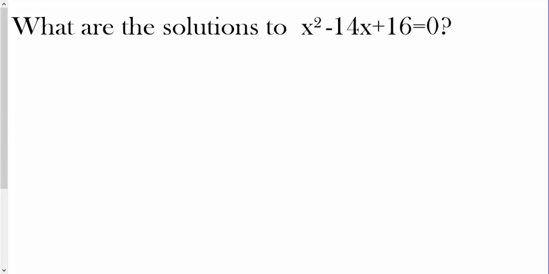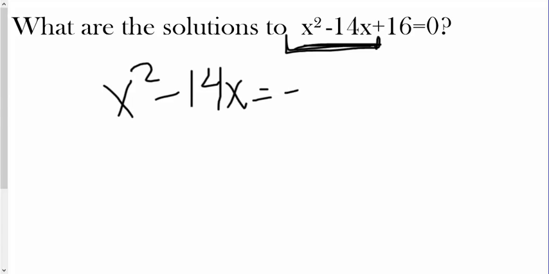So what are the solutions of x² - 14x + 16? Well, the first thing I'm going to do here is try to get a and b. I'm trying to get that x² and the x by itself. So that'll give me x² - 14x = -16. And I'm going to do that just by subtracting 16 from both sides.